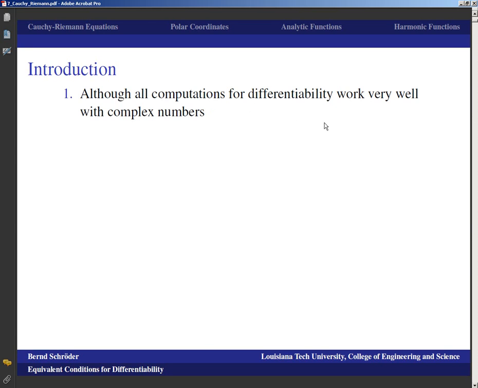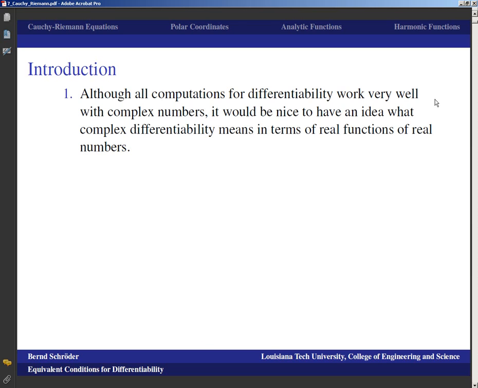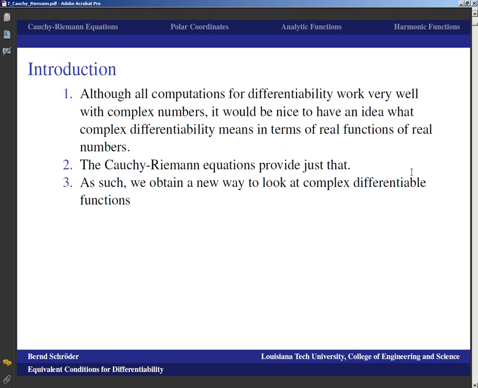Basically, even though all the computations for differentiability work rather well with complex numbers, we've seen that those computations really were just the same computations as what we did for functions of a real variable in calculus. It would be nice to also have an idea what complex differentiability means in terms of real functions of real variables. And well, the Cauchy Riemann equations provide just that. And as such, we will obtain a new way to look at complex differentiable functions and a new way to look at certain real differentiable functions, namely at the real differentiable functions that satisfy the Cauchy Riemann equations.